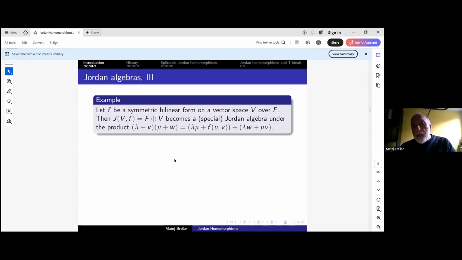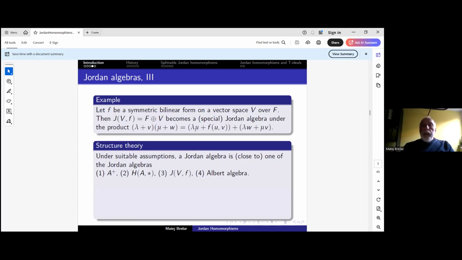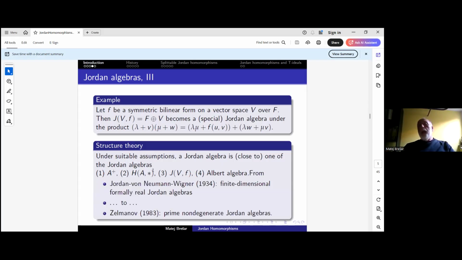There's another example that should be mentioned here. This Jordan algebra is relatively easy to deal with. Every symmetric bilinear form on the vector space gives rise to a Jordan algebra. You can see the definition here. It's not relevant for this talk, so I will not comment further on this. And there is a well-developed classical structure theory of Jordan algebras, which, roughly speaking, shows that algebras of the types mentioned so far are also, under certain conditions, of course, the only ones.